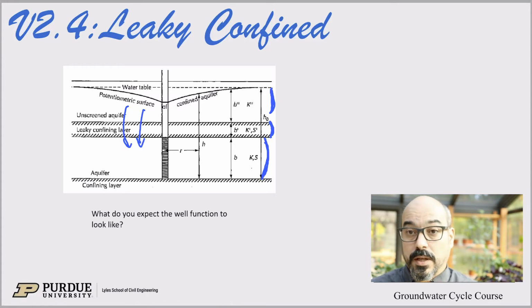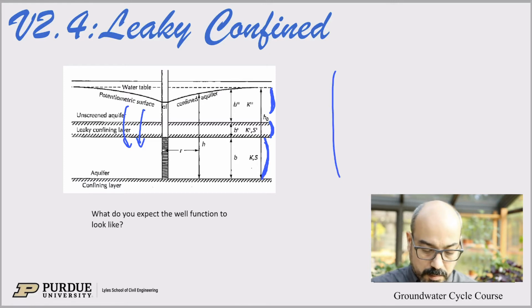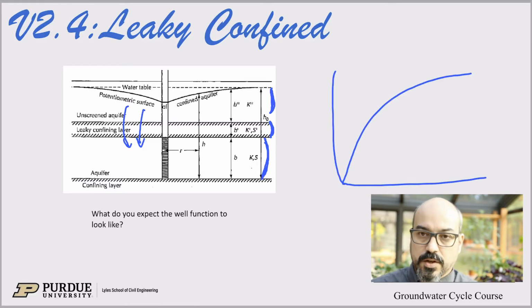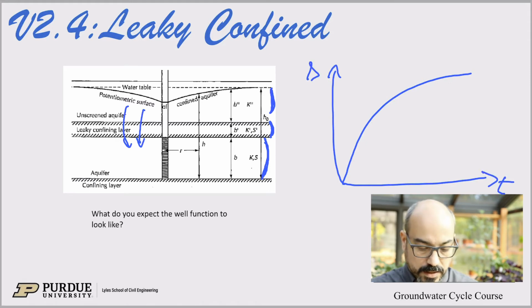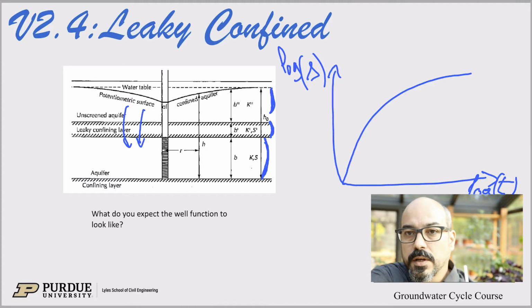So the question to you is, what do we expect would happen, right? If we remember from the Theis curve, for a confined aquifer, we have drawdown versus time. And things look like this. Well, that should be log drawdown versus log time, if we remember from our previous lecture. So this is for a completely confined case, right? So now let's think about what happens in a semi-confined case.